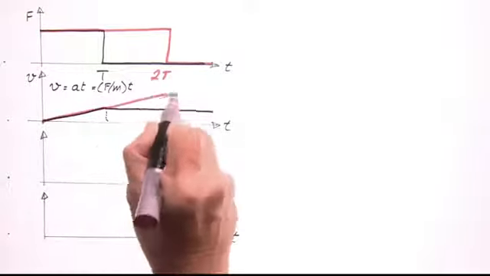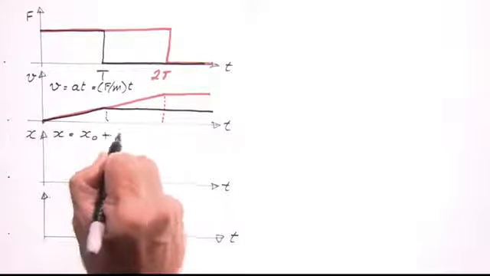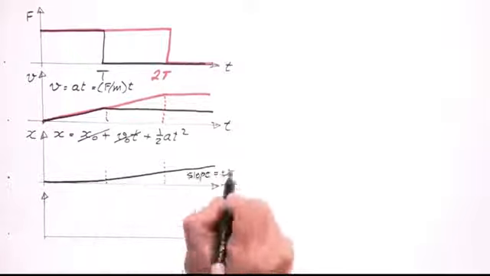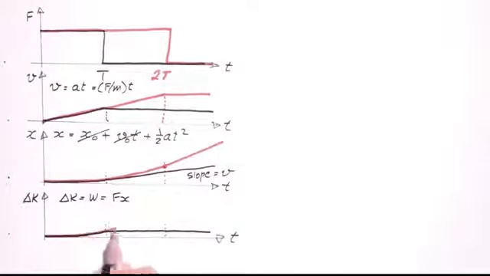But how far does it go? For constant acceleration from rest, the distance travelled goes as t squared. So for a time twice as long, we apply the force over 4 times the distance. It takes 4 times as much work to double the speed.